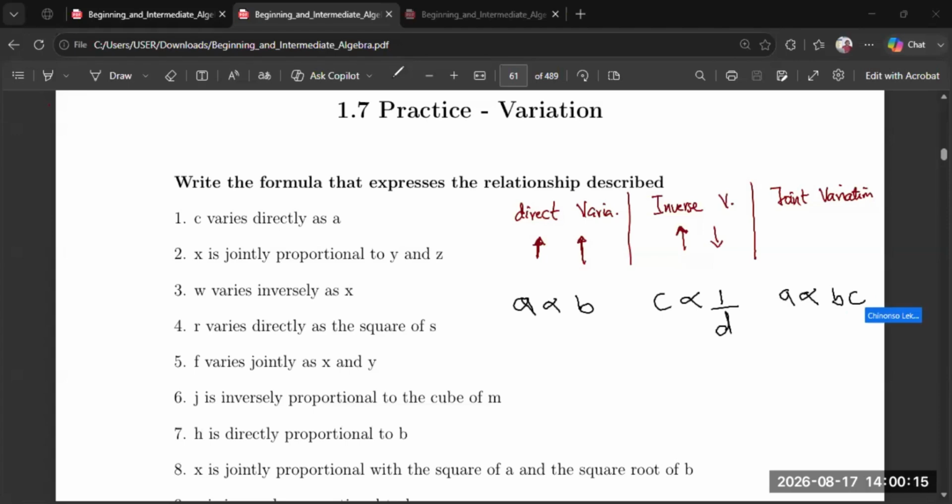So to form the equations, we want to introduce constants of proportionality. So what we need to do is to introduce a constant. And then I would also explain a constant. A constant is a term in an equation whose value will never change no matter what.